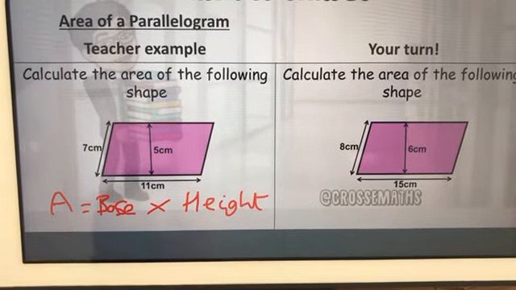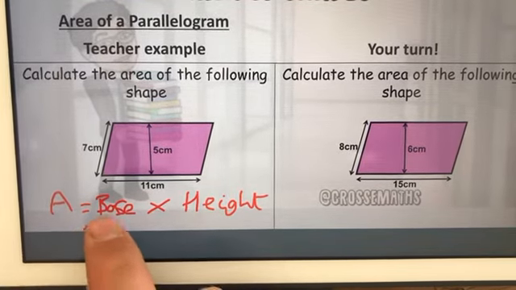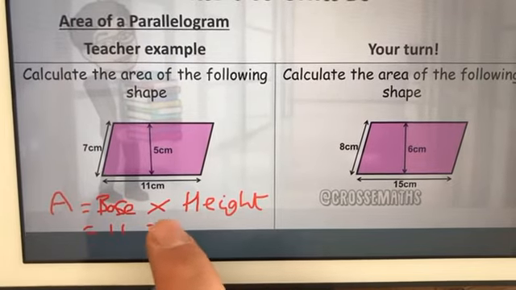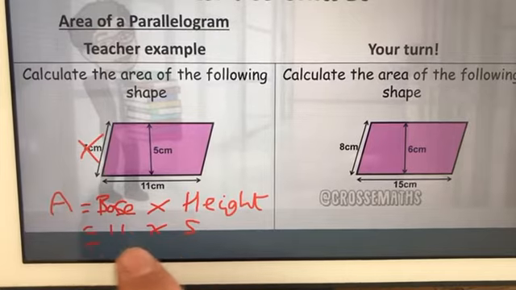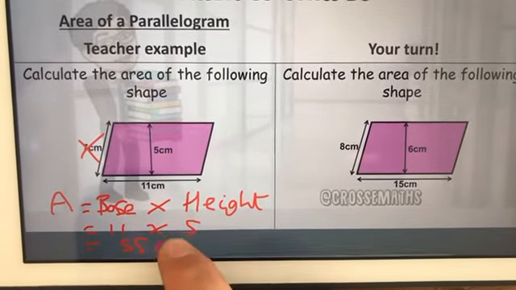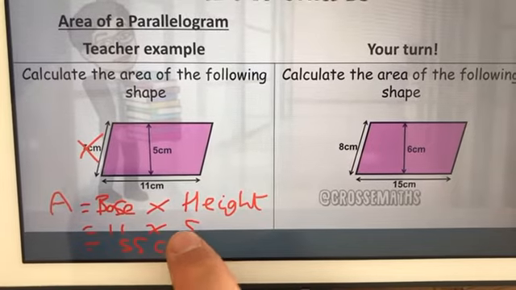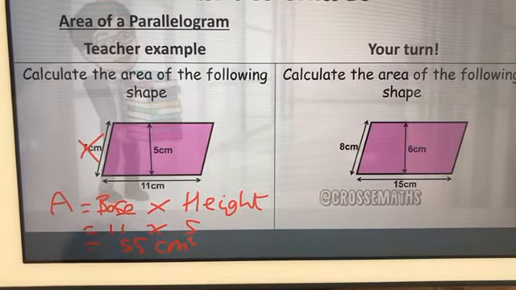Okay, now I suggest when you're doing questions like this, always cross off the number you don't need. Okay, my base is 11, my vertical height is 5. I don't need 7, so I'm crossing that off. That's just there to trick us. 11 times 5 gives me 55 centimeters squared for my area. Okay, very straightforward. Okay, don't get confused just because it's slightly slanted. Okay, it's the base times the height. Have a go at the one on the right hand side as well. I'll give you 30 seconds to do that.